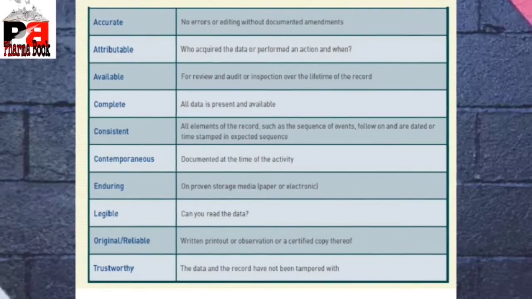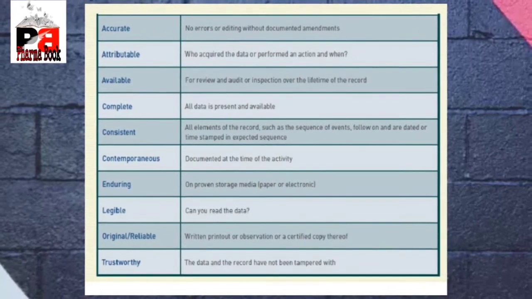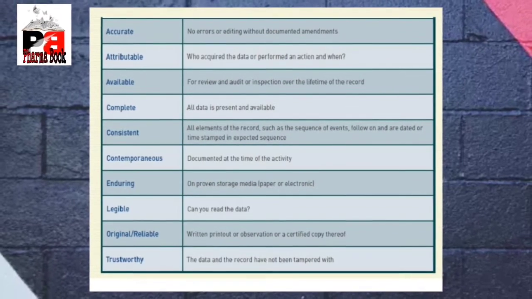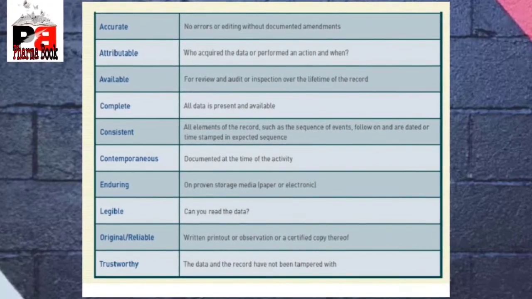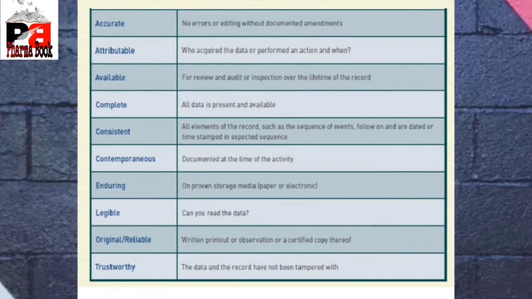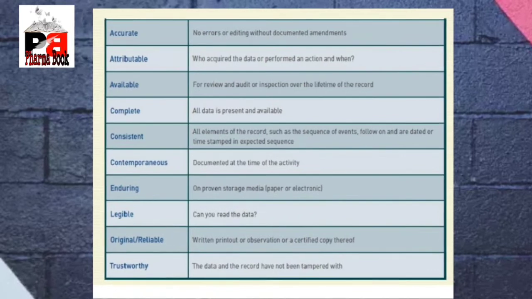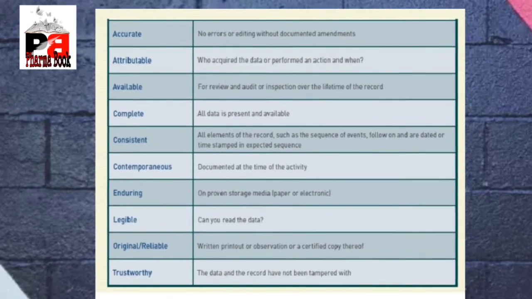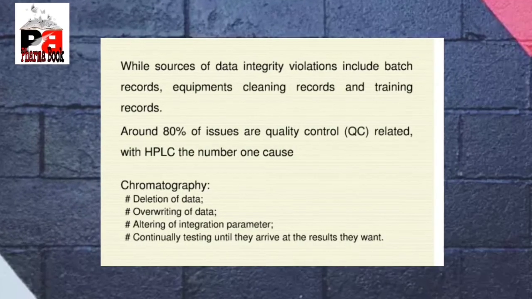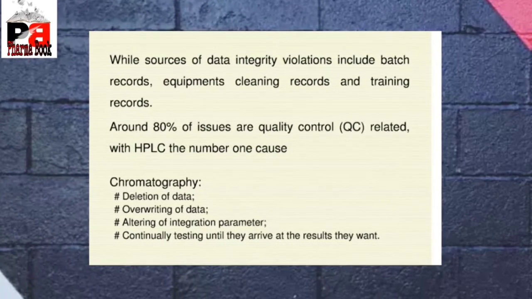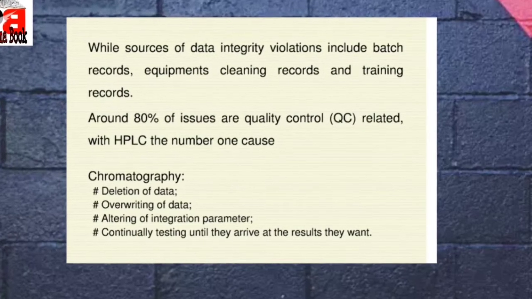The ALCOA principle was revised as ALCOA Plus. In that, they added, number 1, enduring, which provides storage media for paper and electronic data. And number 2, complete. It means all data is present and available. And number 3, consistent. It means following and maintaining the sequence of the reported data. In the pharmaceutical industries, data integrity violations are mostly observed in batch records, equipment cleaning records, and training records.